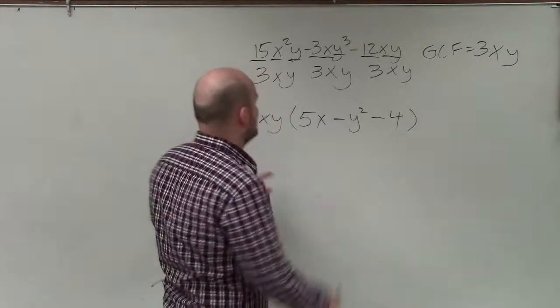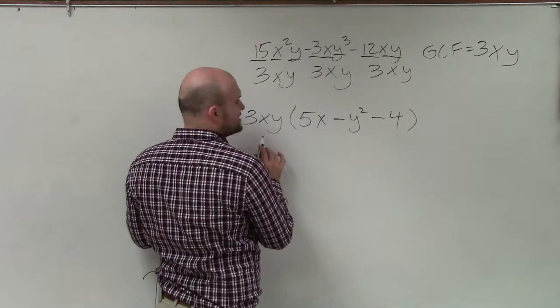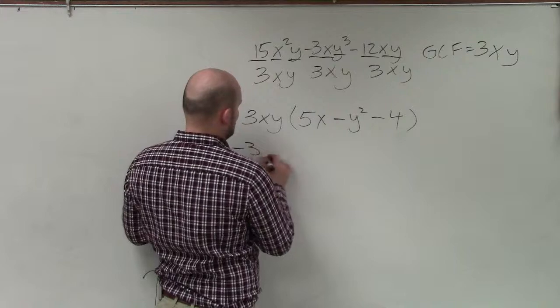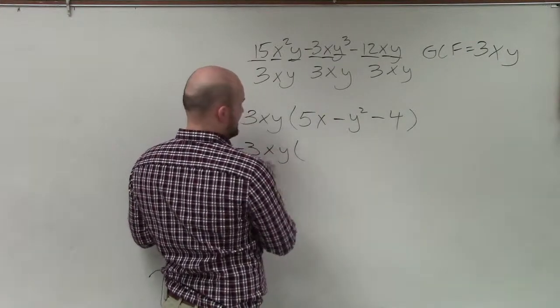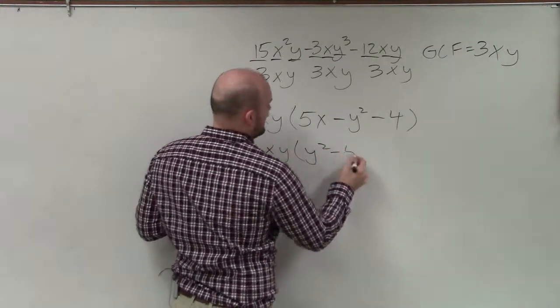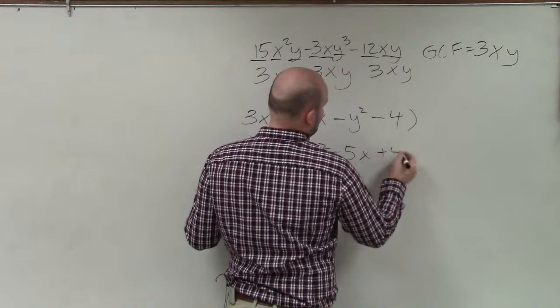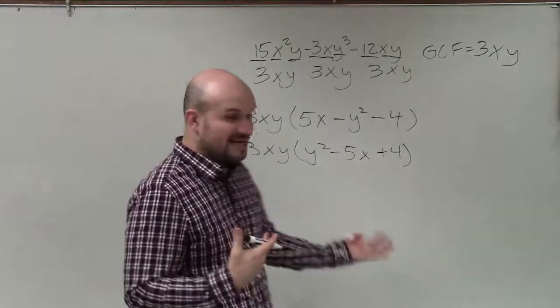So now what I'd like to do is rearrange these in order. I'm also going to factor out the negative. So I make that negative, and then I'm left with y squared minus 5x plus 4. Okay? Now I see I have a trinomial.